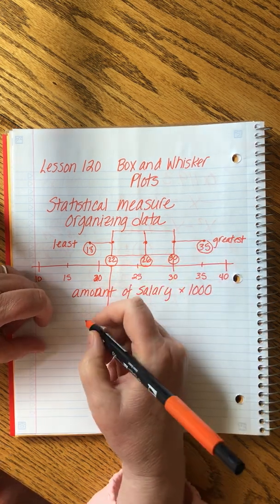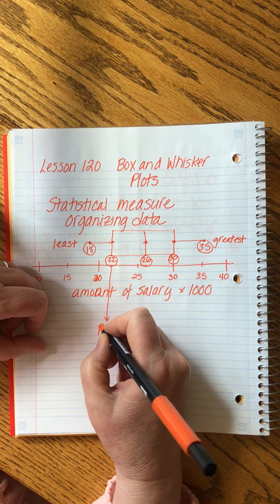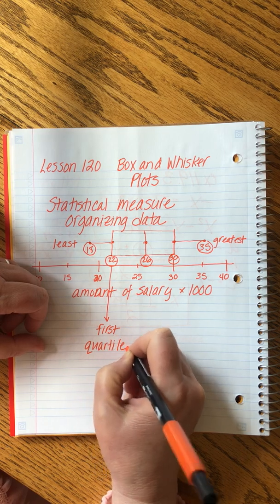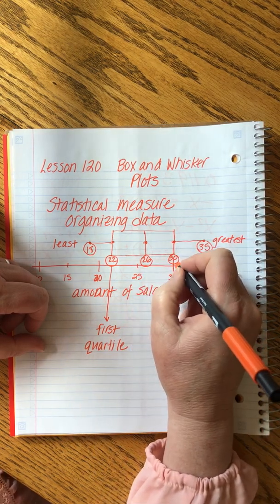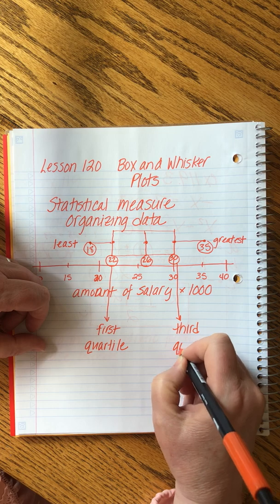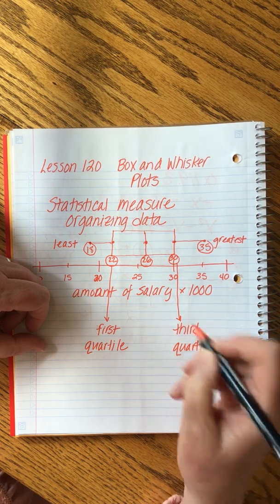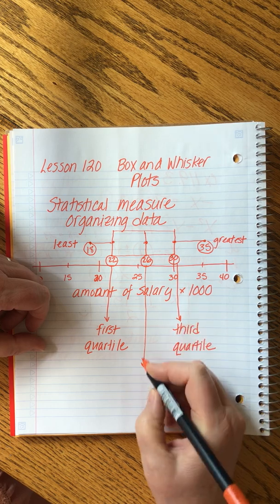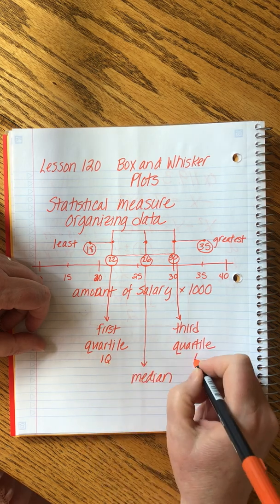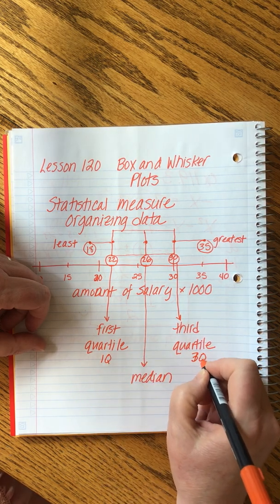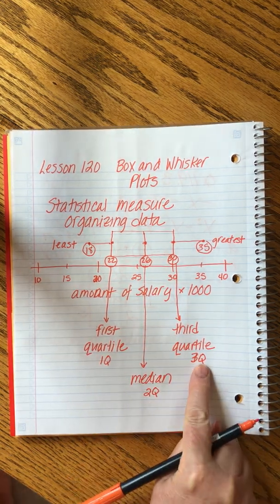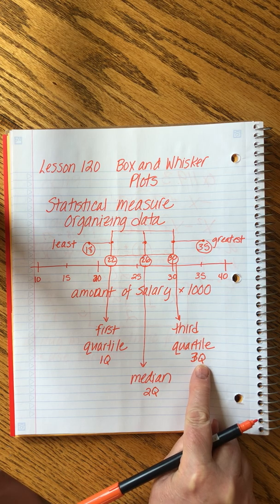Then these 3 numbers all have meaning too. This is what we call the first quartile. This is called the third quartile. Don't worry, this will all make sense in a minute. I'll explain to you. And this one is called the median. We can abbreviate these as first quartile, second quartile, third quartile, all right? This is what this means.